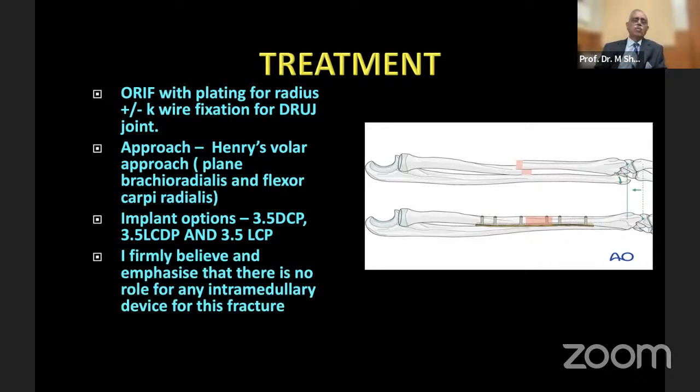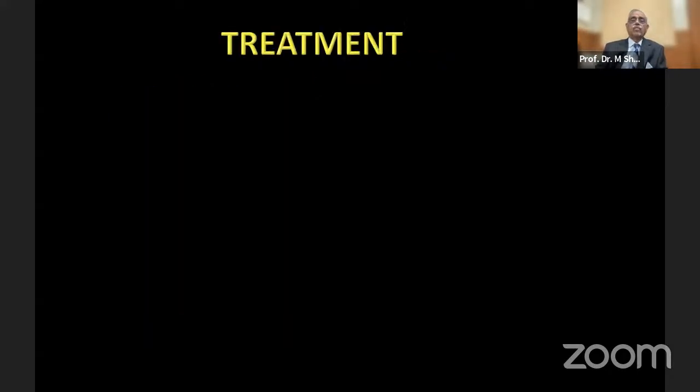I firmly believe, and I have to emphasize, especially in India, many times we see this fracture being treated with intramedullary nails, and there is no role whatsoever for an intramedullary device for this fracture. And I re-emphasize this particular fact.